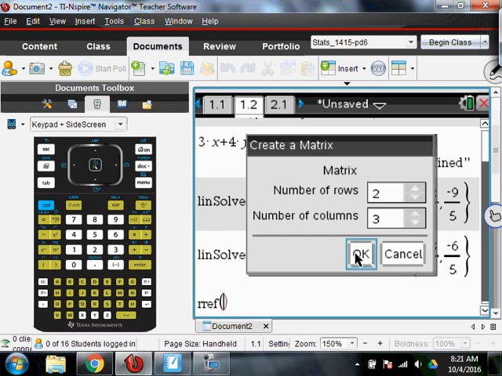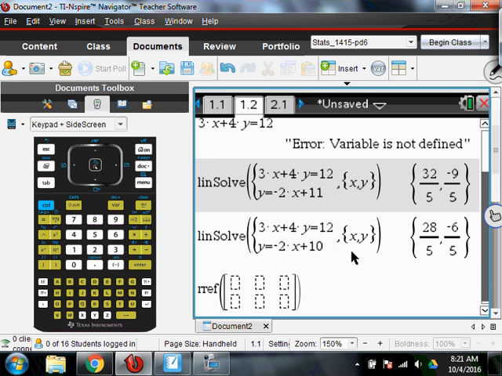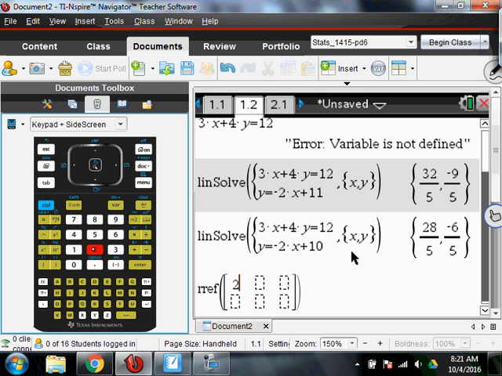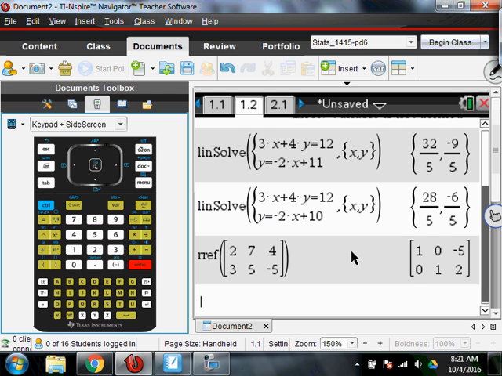However you go about doing that, just make sure 2 rows, 3 columns. I'm going to hit OK. And once I do, notice it puts a 2 by 3 matrix, and I just got to plug in numbers. So what am I plugging in? A 2 and a 7 and a 4 and a 3 and a 5 and a negative 5. And I press enter. And so what is our solution? Negative 5, 2.